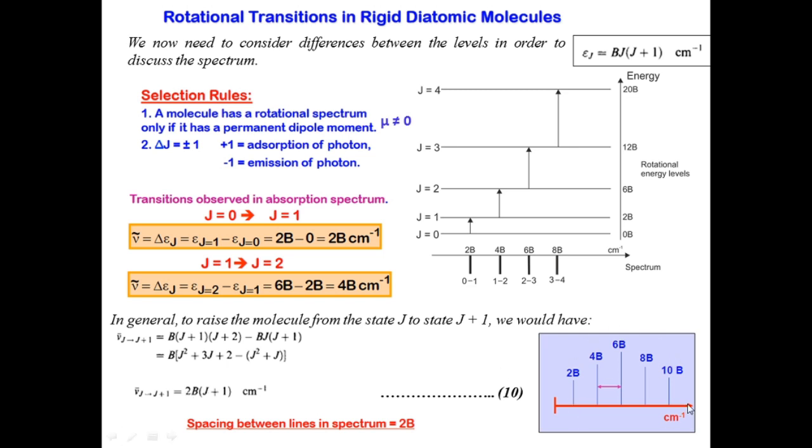So this is the rotational spectrum of a rigid diatomic molecule. We are getting a line spectrum, and we can see that these lines are not equally intense. That we'll discuss in the next slide. We can see that the intensities are different for each spectral line. And one thing is that the spacing between these spectral lines is 2B in all cases. That is, the difference between 2B and 4B is 2B, and between 4B and 6B is also 2B. The lines are always equally spaced, by 2B centimeter inverse.